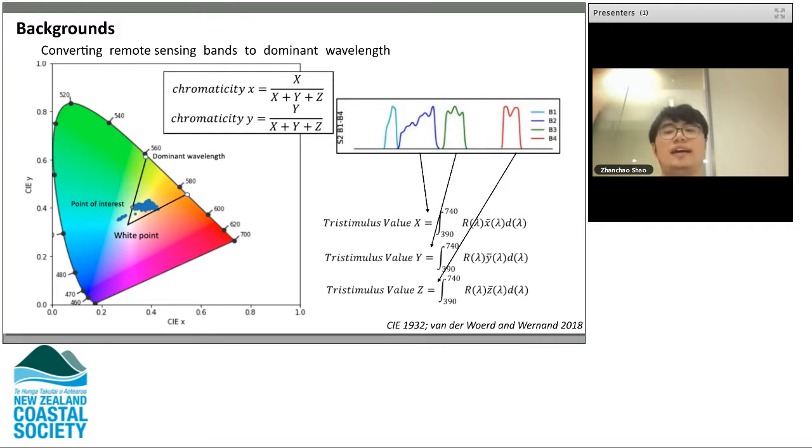In order to calculate the chromaticity coordinate pairs, we also have to introduce the tristimulus values, capital X, capital Y, and capital Z. The tristimulus values can be converted from the remote sensing reflectance according to Woerd 2018 with these three different equations. So here, the tristimulus values function as the platforms to convert the reflectance to the water color.